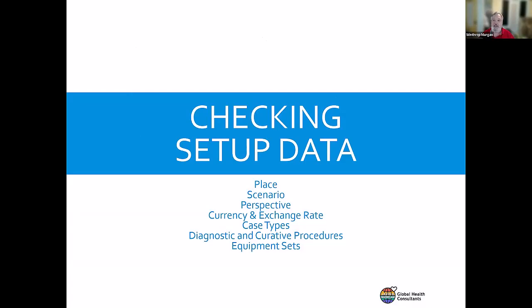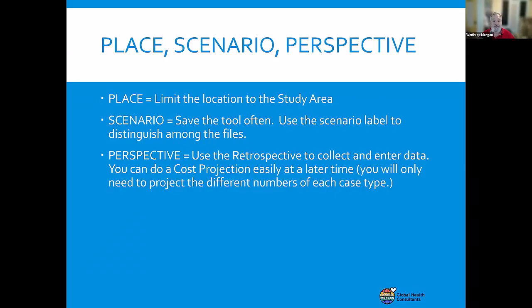Some ideas about checking setup data. When you are putting the place in the tool, it says you can put in a country, you can put in a province, you can put in a state if you want to. We found that it helps if you limit the place name that you're using to the location of the study area. So people understand when they start reading your results that the results are valid and reliable only for the study area itself, rather than the whole country that you're working in.